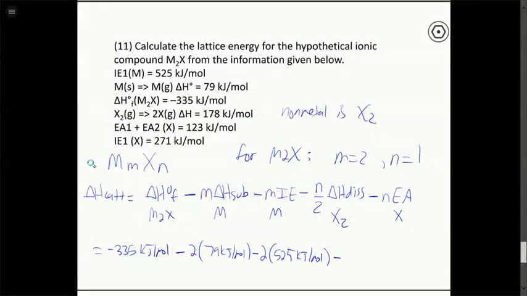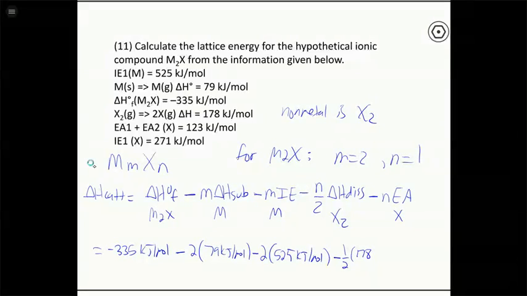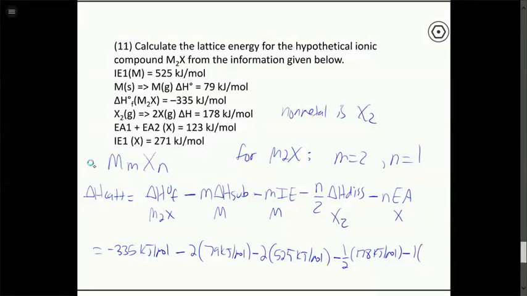And then we have N over 2, so N is equal to 1 for this compound, because there's only 1 X in there. So 1/2 times the dissociation, which is 178 kilojoules per mole. That's the one that corresponds to converting X2 into 2 X's, so that's that energy there. And then minus 1 times the electron affinity. Here it's a combination of two electron affinities because X is forming a 2 minus anion, but we just use that number as is given to us, 123.